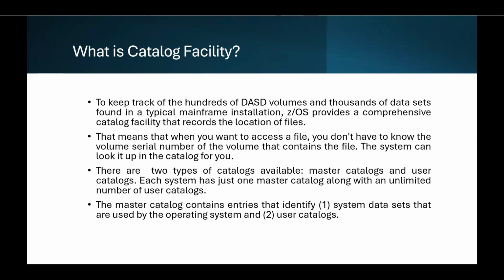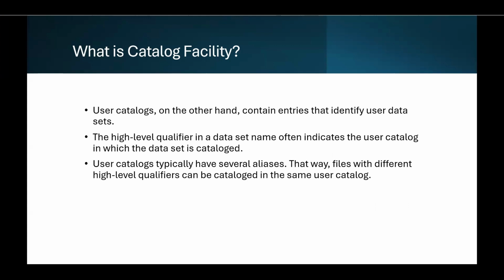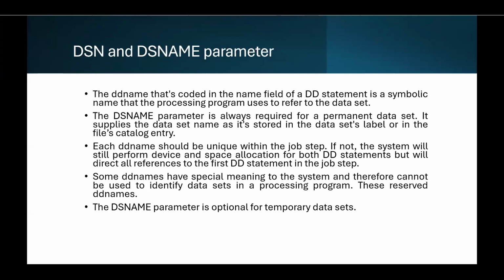Whenever you use those files, you don't have to provide any volume serial number or any kind of information, because all cataloged datasets are in the catalog facility, and when you want to use a file, we will have that information automatically. There are two types: the master catalog and the user catalog. The master catalog contains all the system datasets used by the operating system, and the user catalogs hold the entries or datasets created by the user.